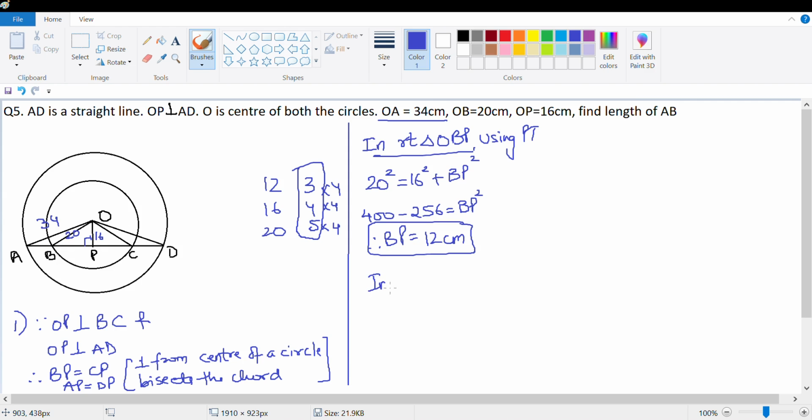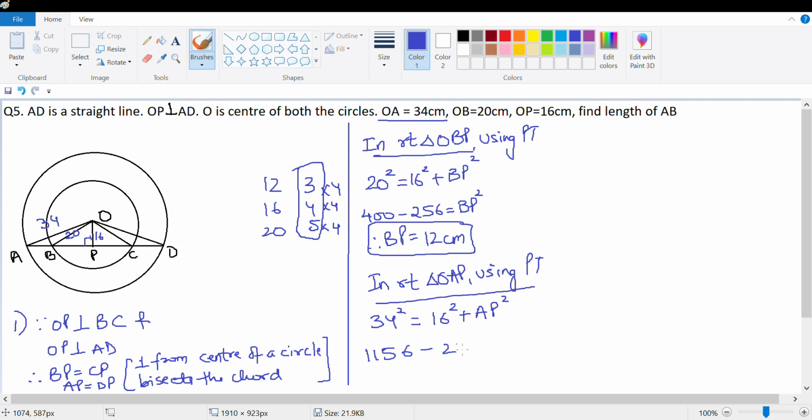So now in a right triangle OAP using Pythagoras theorem, what I get is 34 square is equal to 16 square plus AP square. Now 34 square is 34 into 34, which is equal to 1156. Yes, I remember that. And 16 square, that's again 256, is equal to AP square, which means 1156 minus 256, that's 900. Therefore AP is equal to 30 centimeter.